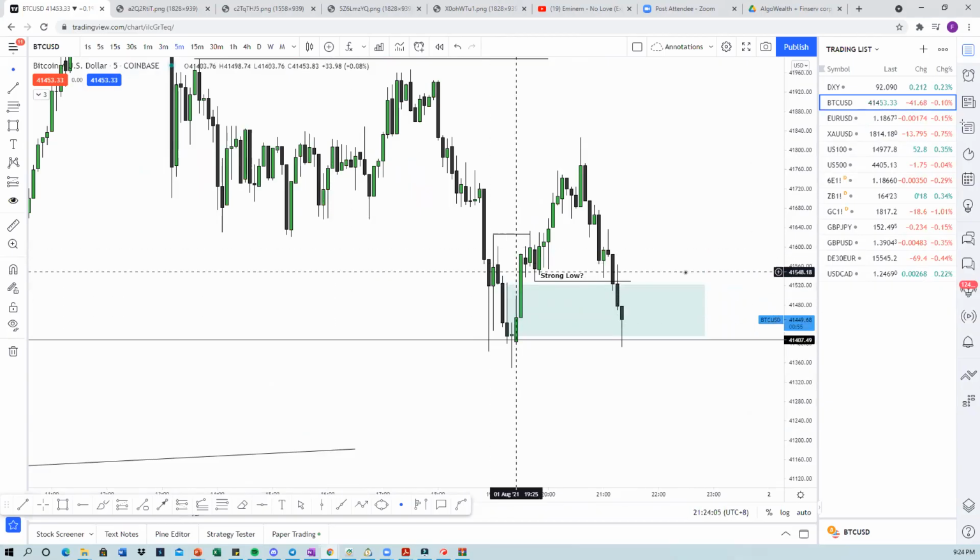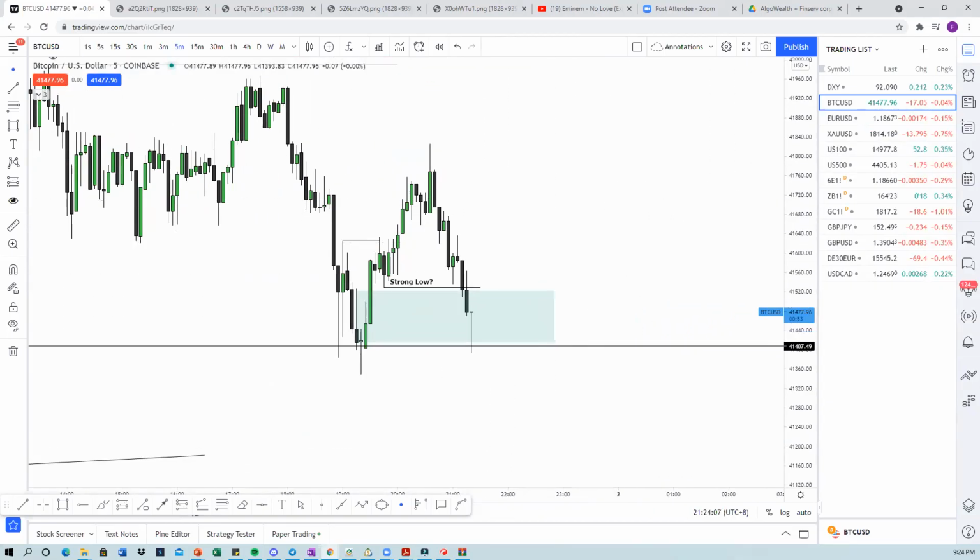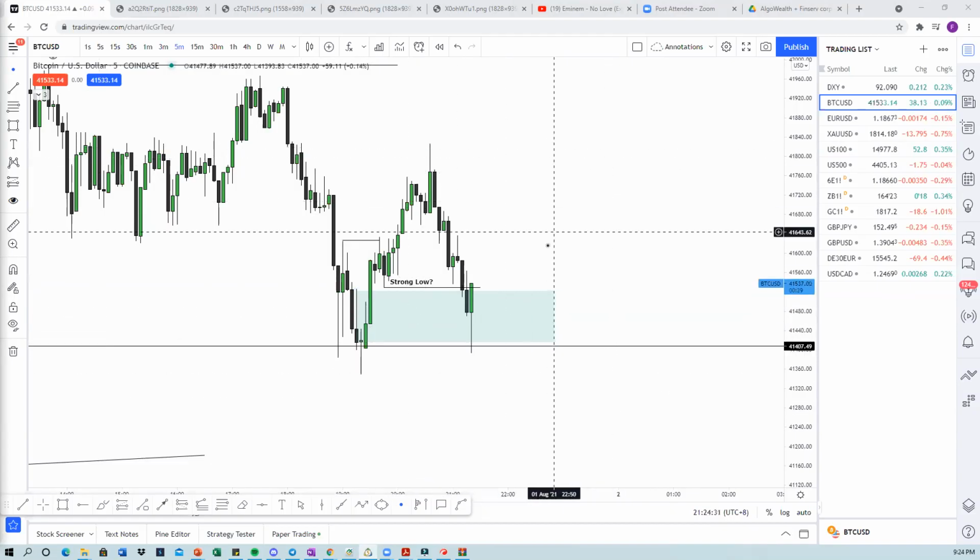No, when I say drawn liquidity, I mean where price should be drawn to, in the sense of where price should go towards. For example, we know that when we have a strong high, the drawn liquidity is the weak low, right? Something like that.